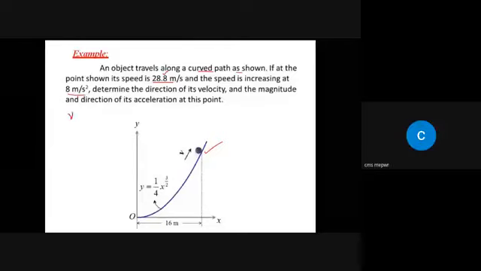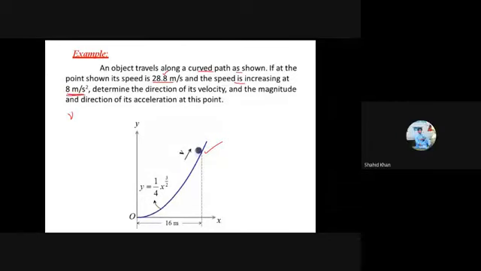The speed is increasing at 8 meter per second square. So which acceleration is this? Will it be A, AT or AN? It is AT, because the speed, the magnitude, is increasing, not the direction.